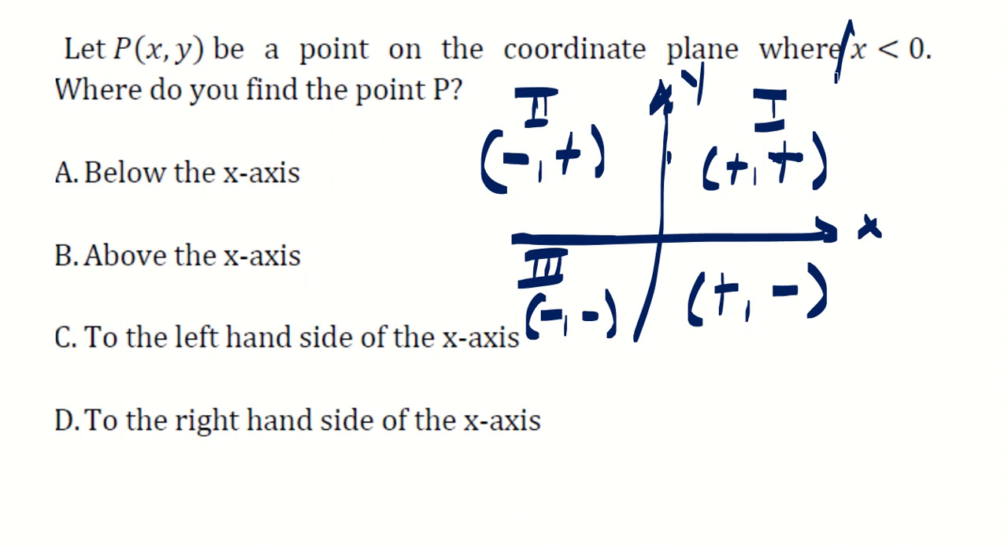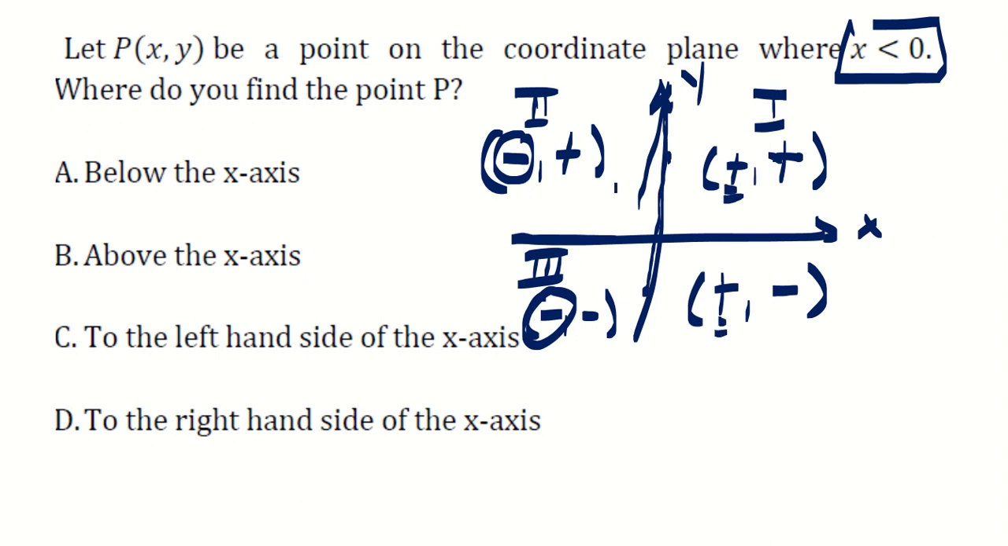Now, it says x is negative. x less than 0 means x negative. Where do you find the point? If x is negative, either here or here, that means to the left side of the y-axis, not to the right side. The y-axis is now our division point. To the right side, x goes positive, and to the left side, x is negative.